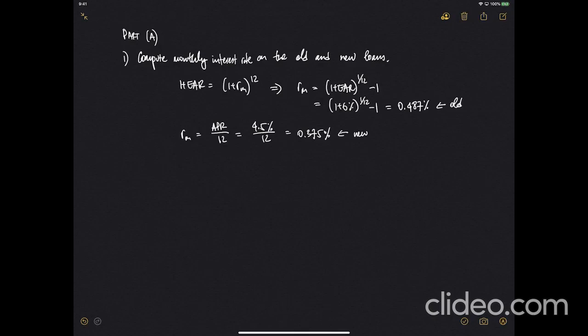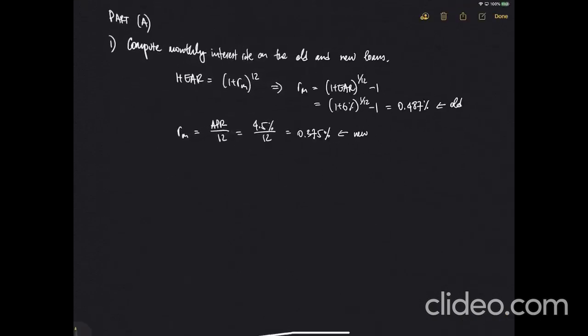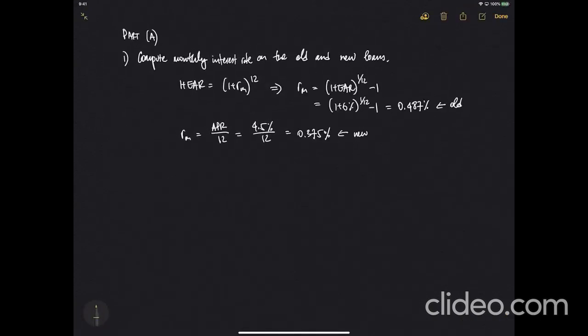So you could already see that we got a better deal on the new loan, so therefore refinancing the old mortgage with the new mortgage would lower our monthly payments. Now let's find monthly payments on the old and the new loan and compare them. First, let's start with the old loan.